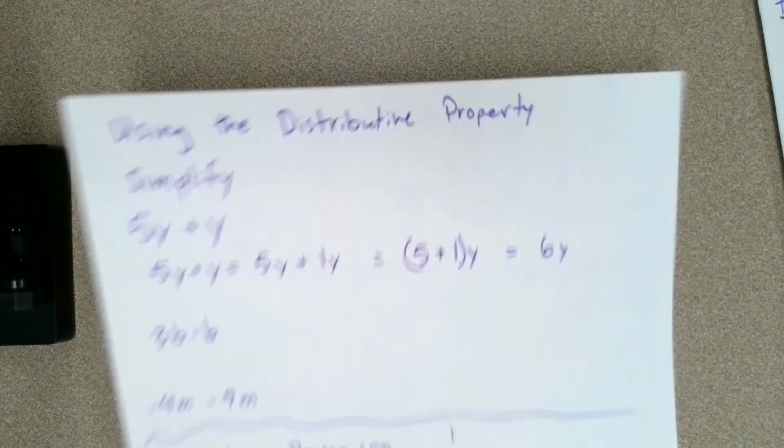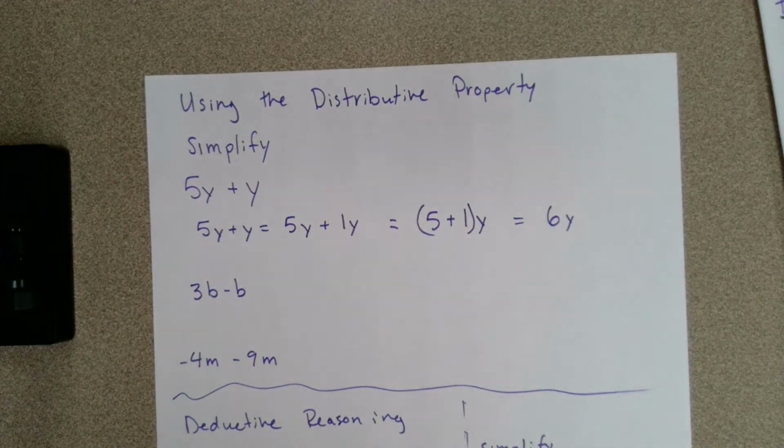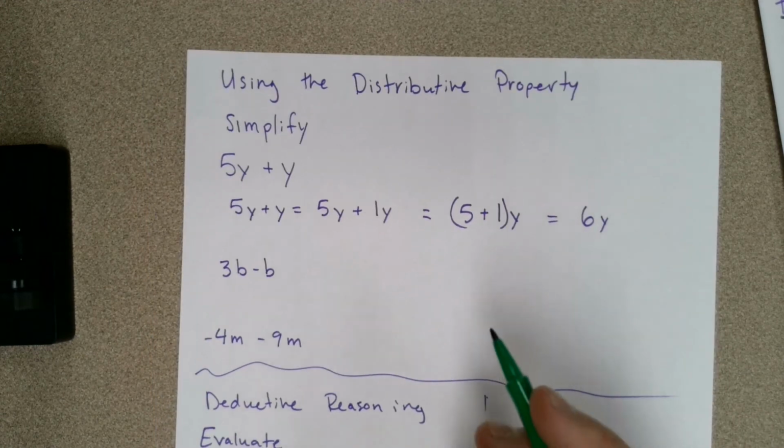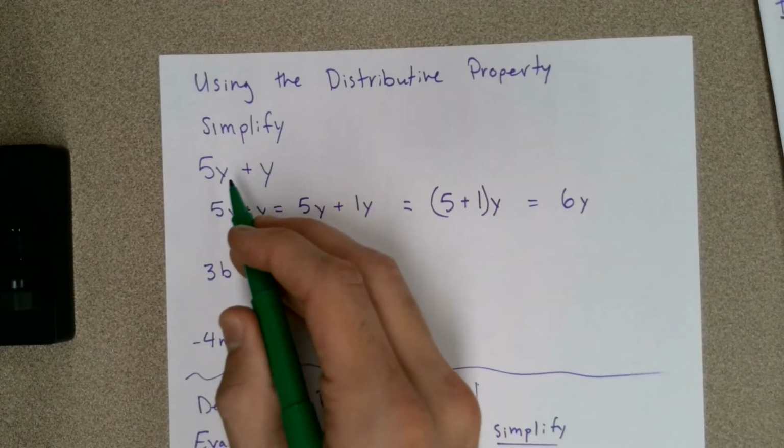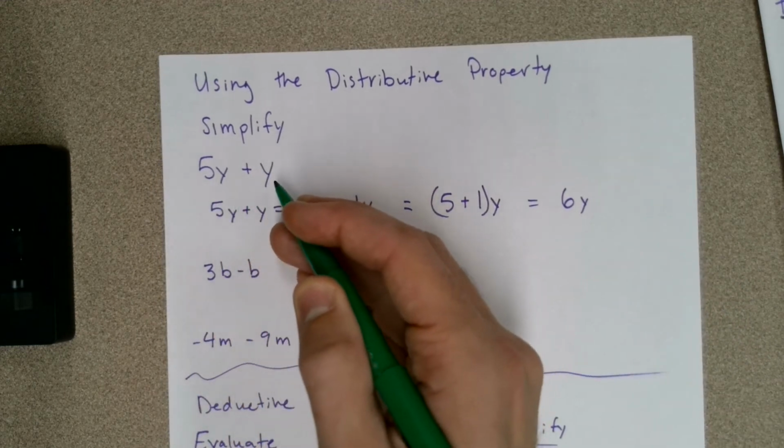I know this lesson is a little bit longer, but we got a lot to learn. So now we're going to practice using the distributive property, another thing that we practiced last week. Look at that, it's all coming together. So we're asked to simplify 5y plus y.